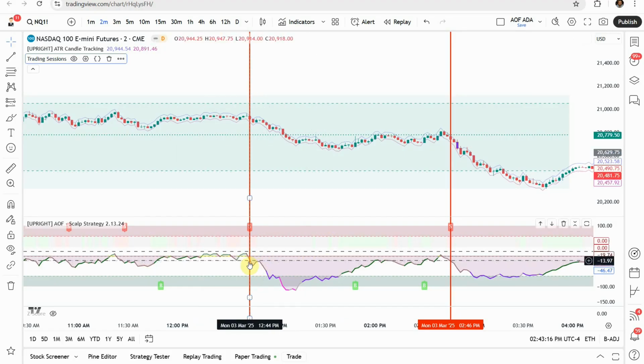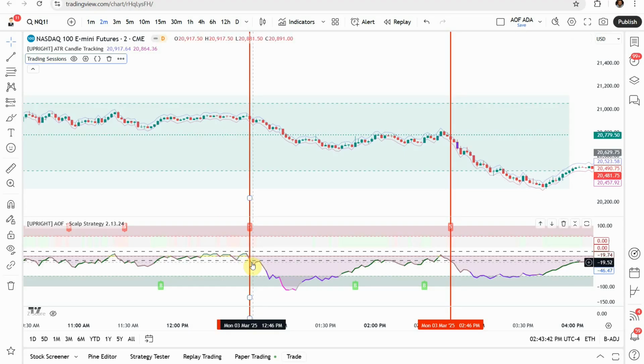When we have the MR line trading below the 0 line, we're looking for only sell signals. When it's trading above, we're looking for only buy signals. So we're establishing the overall daily trend and then taking signals accordingly to create a continuation style or trend trading version of the Academy of Forex indicator, whereas normally it's used for reversals.